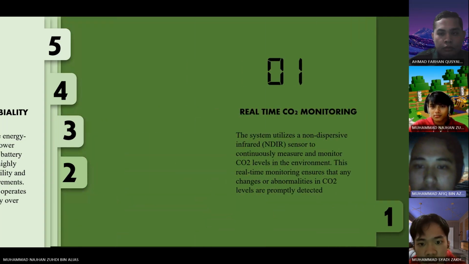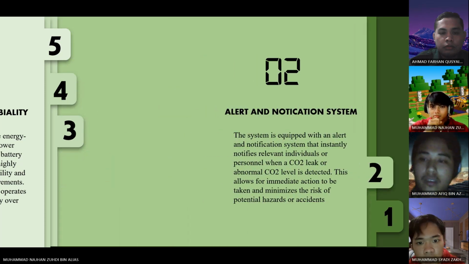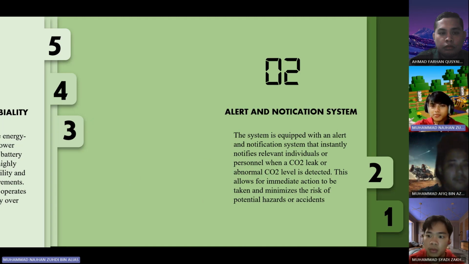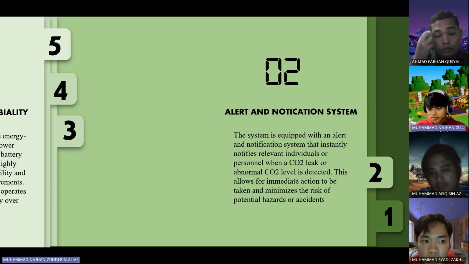The first one is real-time CO2 monitoring. The system utilizes a non-dispersive infrared sensor to continuously measure and monitor CO2 level in the environment. This real-time monitoring ensures that any change or anomaly in CO2 level is promptly detected. The second one is the alert and notification system. The system is equipped with an alert and notification system that instantly notifies relevant individuals or personnel when a CO2 leak or abnormal CO2 level is detected.